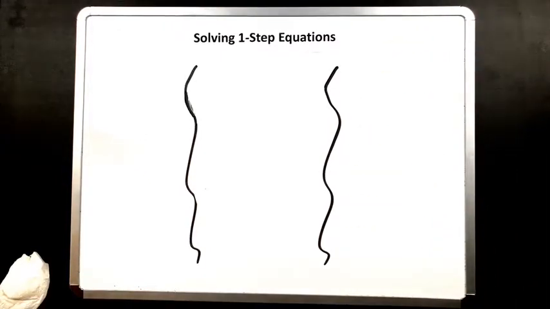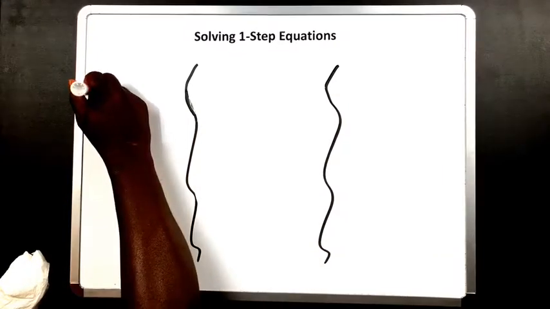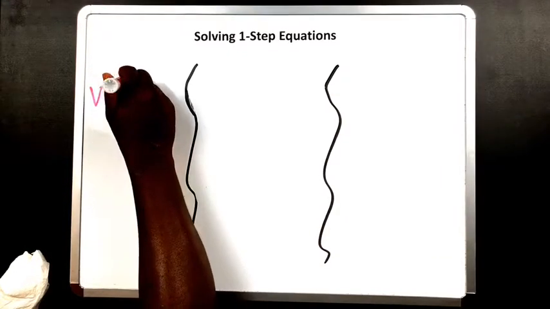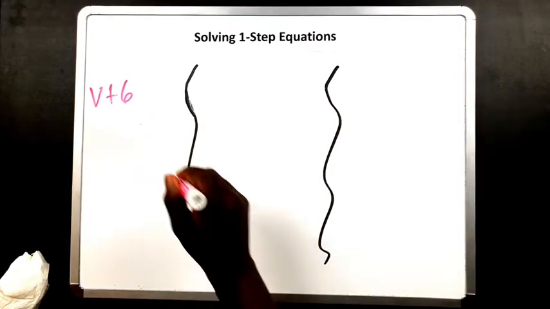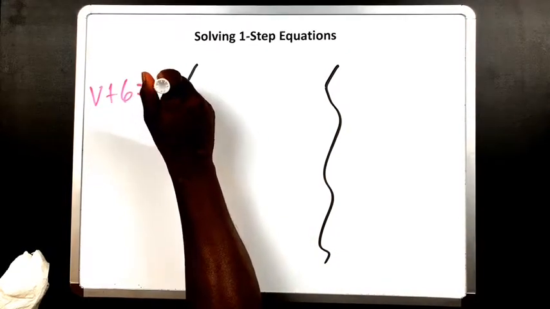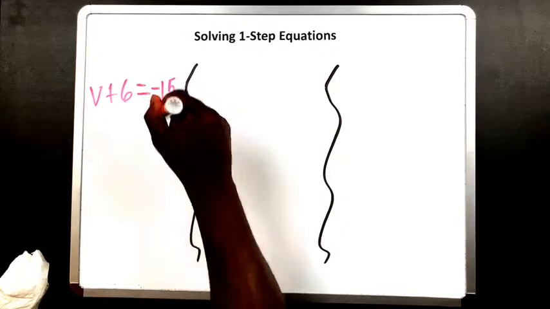Okay. Now, so we've been dealing with addition properties of equality. Now let's solve a problem involving a subtraction property of equality. Let's go with v plus 6 equals negative 15.